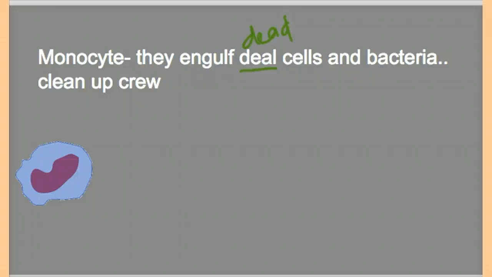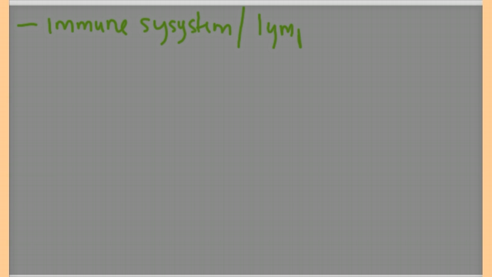So let's recap all the things. It's been so much that you have learned from this video. So let's recap from the beginning and make a summary. We have a system that detects or fights off infection, and that is our immune system, also known as the lymphatic system.